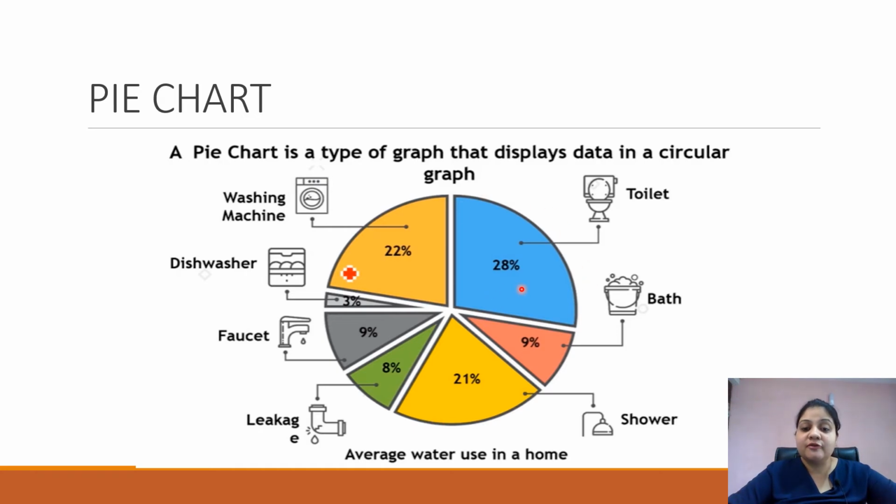That means 28% of water is used in toilets, followed by 22% in the washing machine, followed by 21% in the shower. The rest of the home tasks consume 9%, 8%, and 3% of the water. So if we want to know the percentage of water consumption in different tasks in a home during a day, we can easily use pie charts. It can be used in n number of applications where we want to know the percentage contribution of a particular group of data in the entire data set.